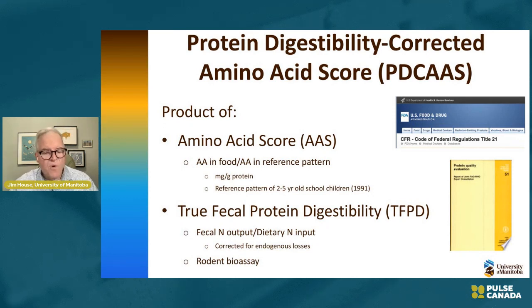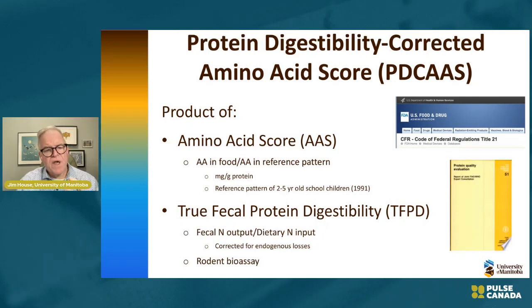There are other reports that have been published much more recently that are recommending alternative patterns, but it's really important that stakeholders acknowledge and recognize that when it comes to substantiating protein quality in foods, the reference pattern that is legally required is the reference pattern for 2 to 5-year-old children from 1991. And that's for foods that are non-infant or sole sources of nutrition. So, for example, pulses. So that's the one component of the amino acid score.